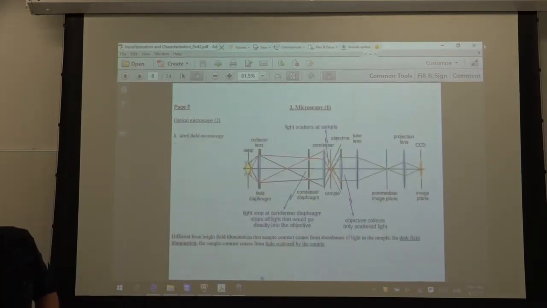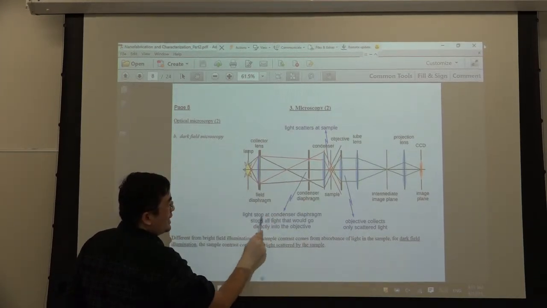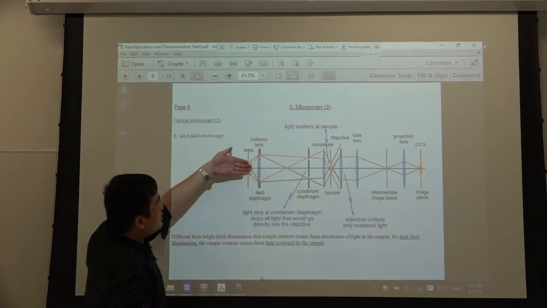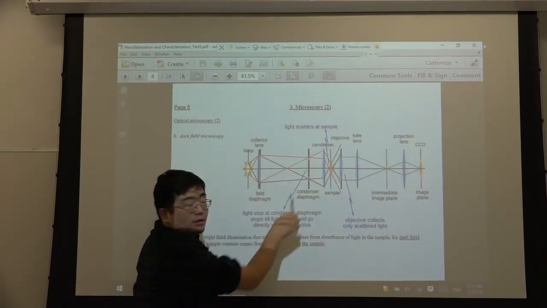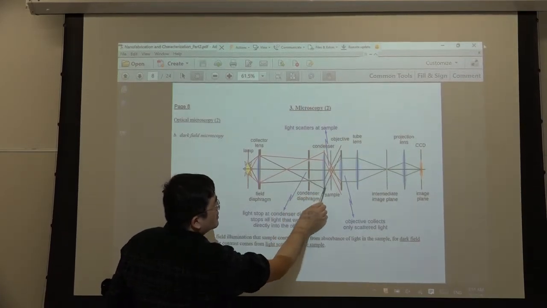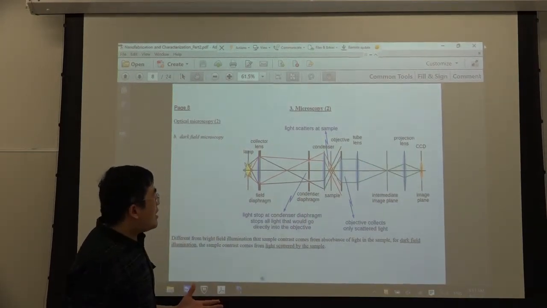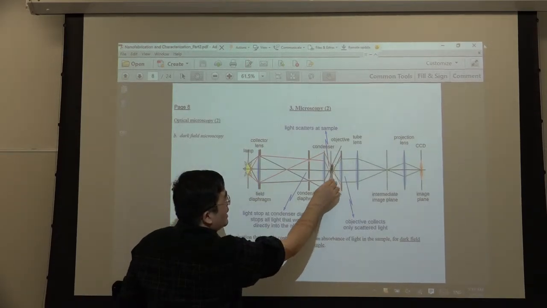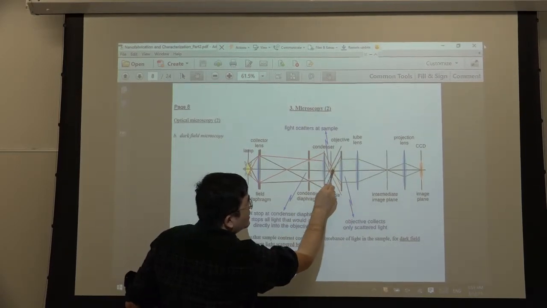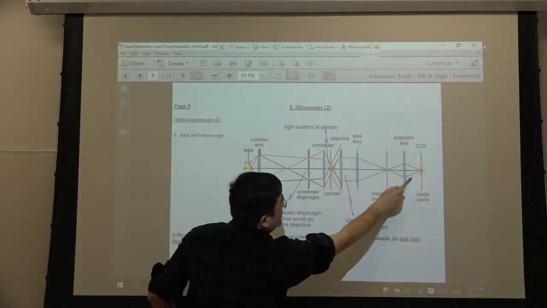But in dark field, you can see they block the direct light. There is a light stop at this condenser, which stops all the light going directly to the object. Stopping the direct light is very important. Only light from this very small pinhole goes around the lens and focuses on the sample. When it focuses on the sample, the sample scatters. The direct light is just stopped by this, and only scattered light can go here. So only the green scattered light can go to the lens and be collected.